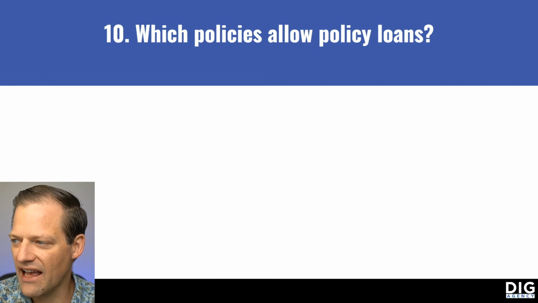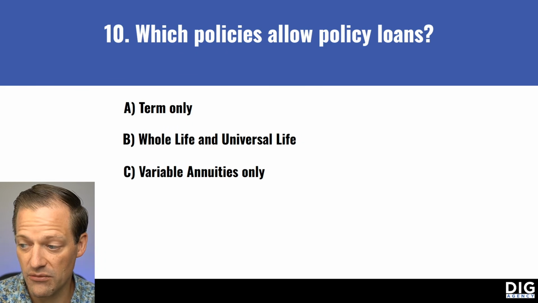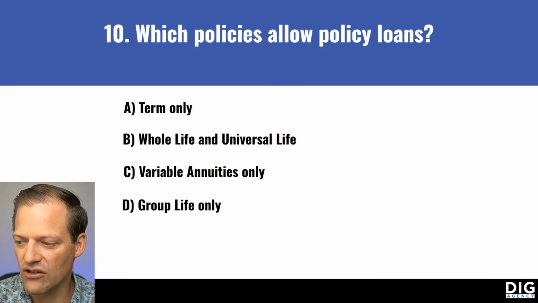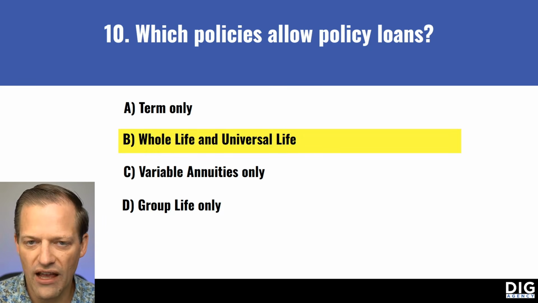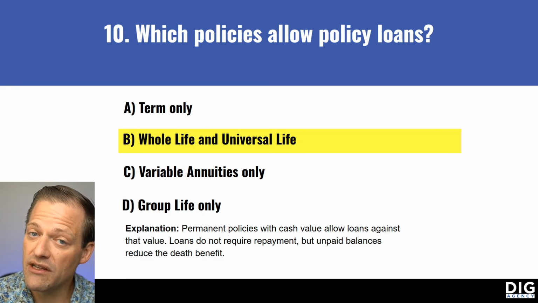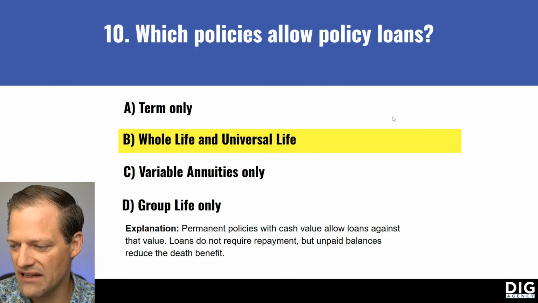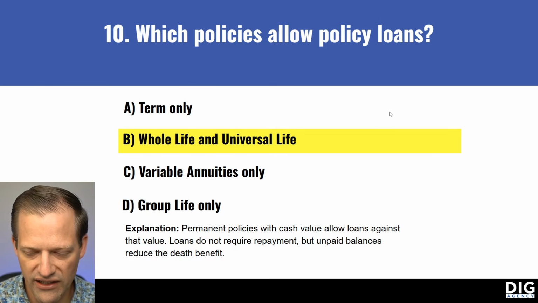Which policies allow loans? A, term only? B, whole life and universal life? C, variable annuities only? Or D, group life only? Well, the answer is B, whole life and universal life. Both of these accumulate cash value that you can borrow against loans. And those loans don't need to be paid back, but unpaid balances reduce the death benefit, and you have to pay an extra interest amount.